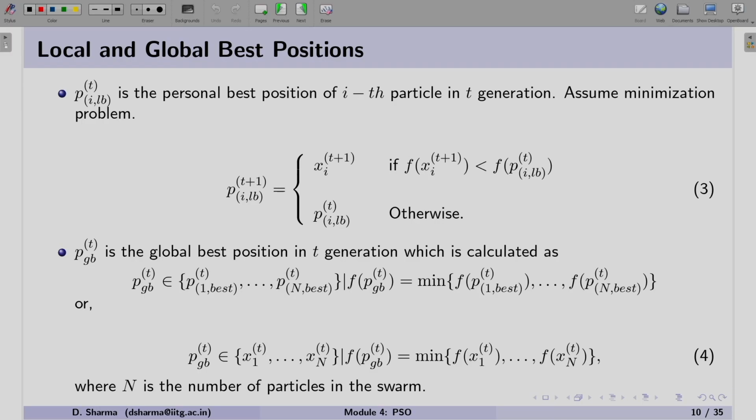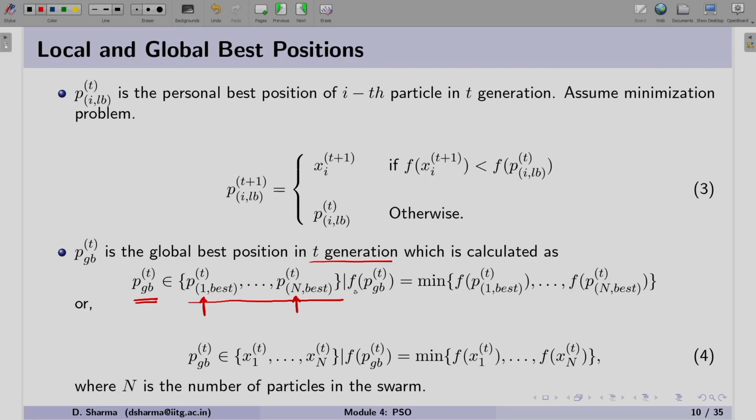Now comes the global best. The global best is calculated, say, in the tth generation. You can see that the global best of the swarm belongs to one of the local bests of the particles. Say suppose this is particle 1 and this is the last particle n. If we include all of them and try to find out the local best of each, then among those local bests, one will be the global best.